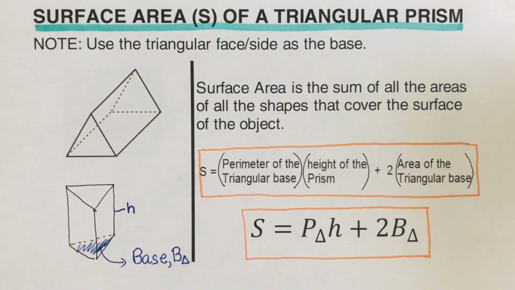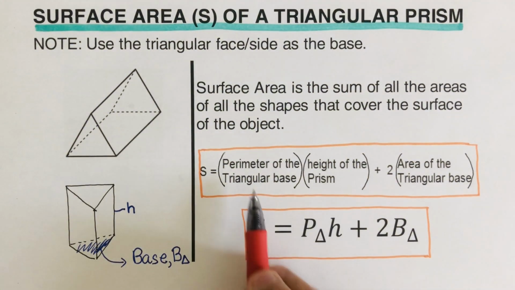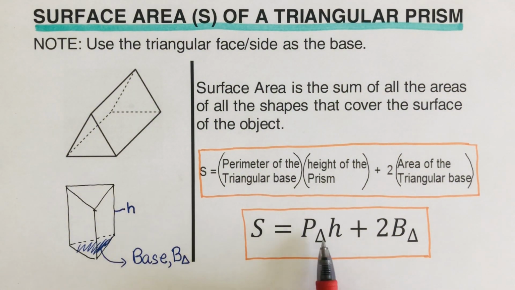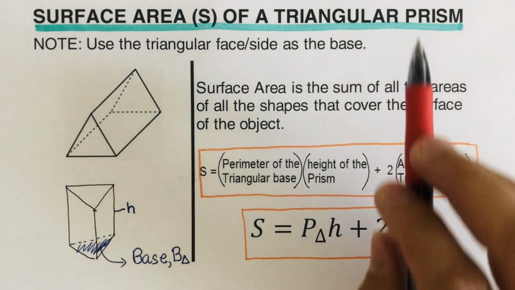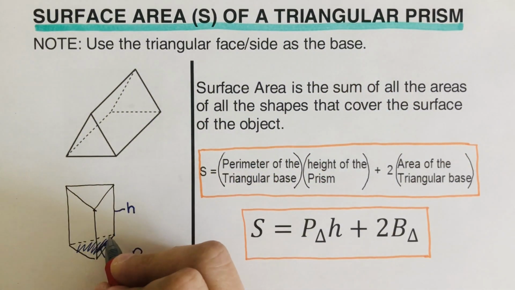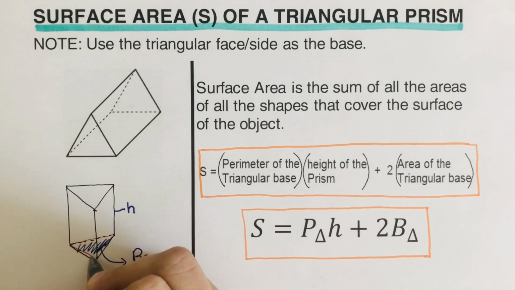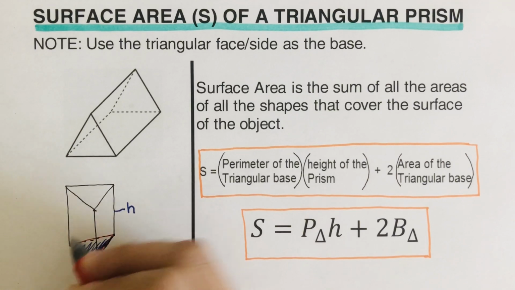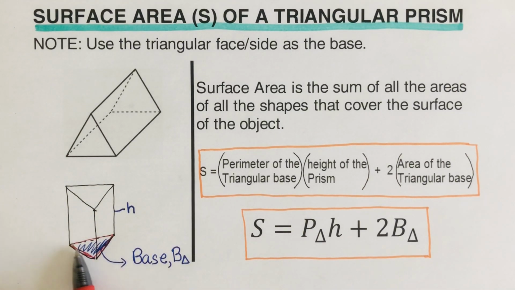And then the perimeter refers to the perimeter of the triangular base. Again, I put the triangle because this formula only works for a triangular prism. So this triangular red part right here is the perimeter. Perimeter means the distance around this triangle, which is considered the base. If we add all of the side lengths here, that would represent the perimeter of the triangular base.